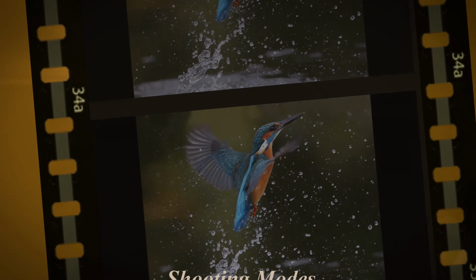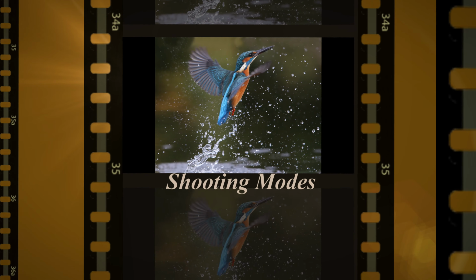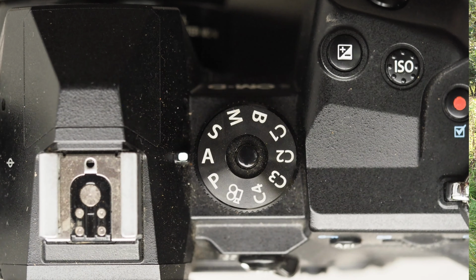We're going to start off by talking about the shooting mode, which is usually a dial on top of the camera where you can select aperture priority, shutter speed priority, manual exposure, or one of the program modes. Now if you had a group of experienced wildlife photographers sitting around here and were to do a poll of them, you wouldn't find them all doing the same. There's room for personal opinion on this.